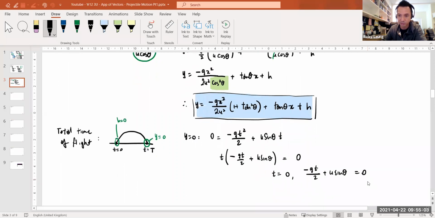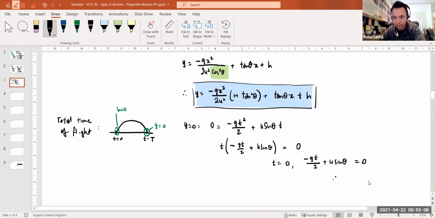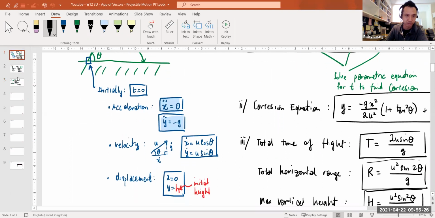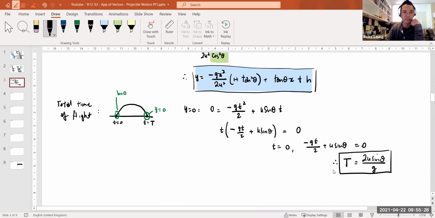And if I make t the subject there, I'll put it as capital T because that's my solution. This guy goes over times 2, so it'll be 2u sine theta on g. Let me quickly check that on my first page there. 2u sine theta on g. Perfect. So pretty straightforward, hopefully. Not too bad. Just subbing y equals 0 and solving a quadratic. Now, if the question has numbers, obviously this is much easier, but without it, that's how it looks.